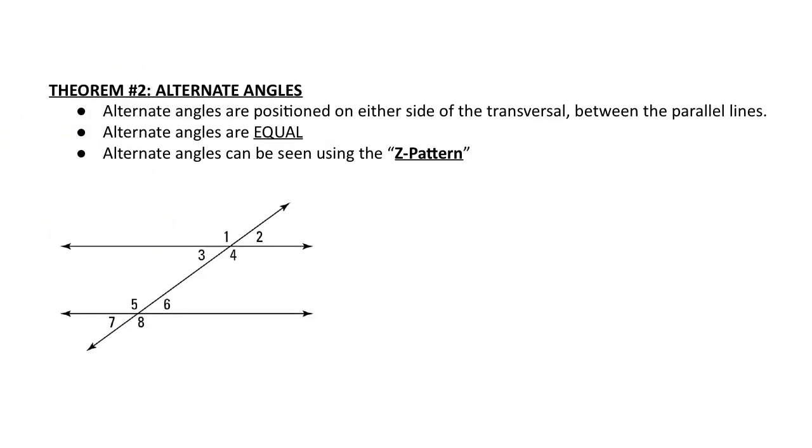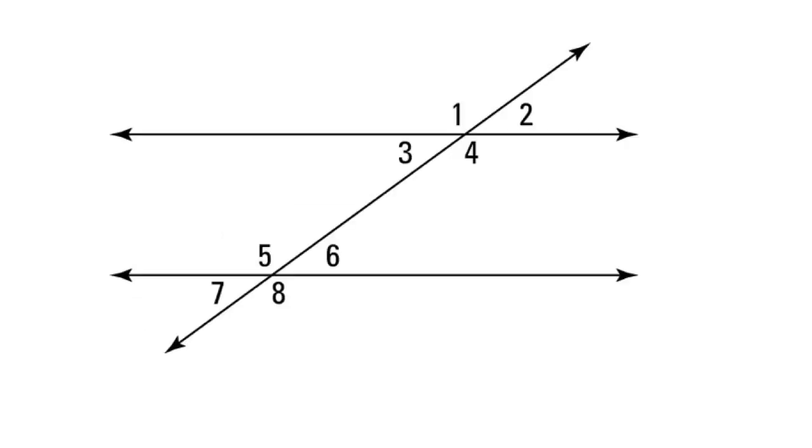Angle theorem number 2 is called the alternate angle theorem. Alternate angles are positioned on either side of the transversal between the parallel lines. Alternate angles are equal to each other, and they can be seen using what we call the Z pattern. So again, I have a set of parallel lines. I have a transversal line running through them, and that's created a bunch of different angles which are numbered for us. So we like to say that we can find alternate angles by using the Z pattern. And what that means is you are looking for the letter Z in your diagram.